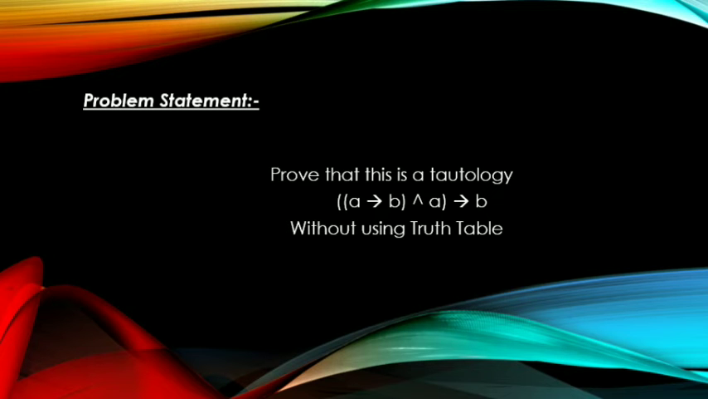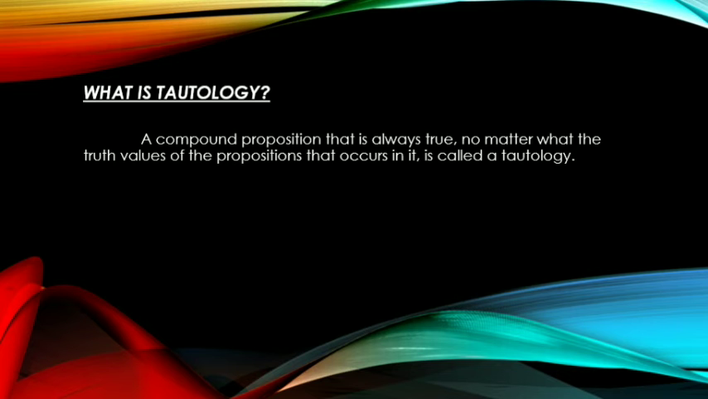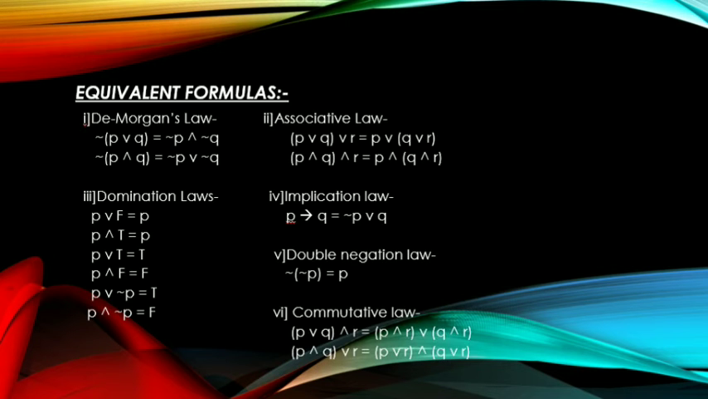To tackle this type of question, we must be familiar with the equivalent formulas so that we can solve this type of question easily and fast. At first, we should know what a tautology is. A compound proposition that is always true no matter what the truth values of the propositions that occur in it is called a tautology. I have written some equivalent formulas which will help us to solve this type of question.